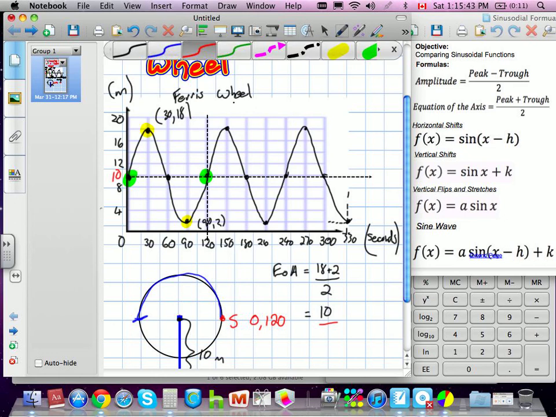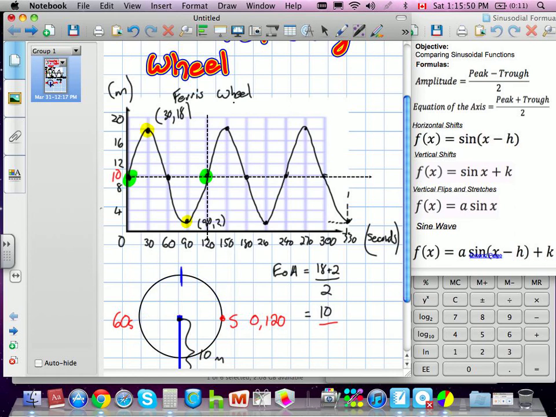Okay. What about a quarter of the way? Yes. And at 30 seconds, I'm at my what? What's it called on the graph? That's right. At 30 seconds, we're at our peak. And that makes sense in terms of the wheel, right? If we're going in this direction, we hit our peak at 30 seconds. At 60 seconds, we're at 10 again. So 30, we peaked. 60, we're here again.